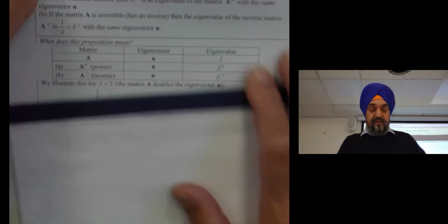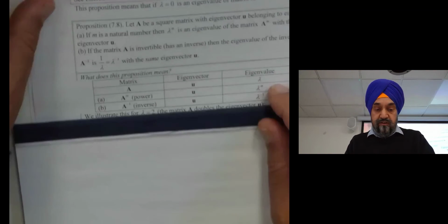So if A has an eigenvalue of, let's say, 2, what's an eigenvalue of A to the minus 1? Yeah, a half, exactly. If A has an eigenvalue of 5, what's an eigenvalue of A to the minus 1, the inverse matrix? 1 over 5, yeah, a fifth. Okay? So that's what it says.